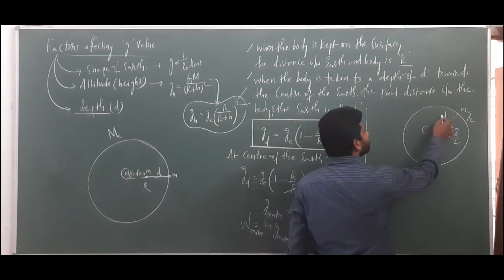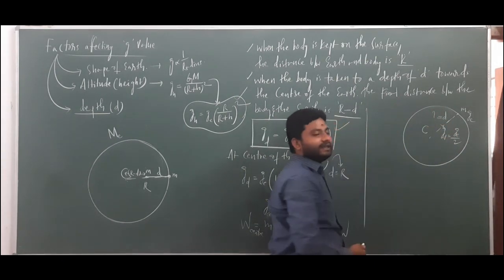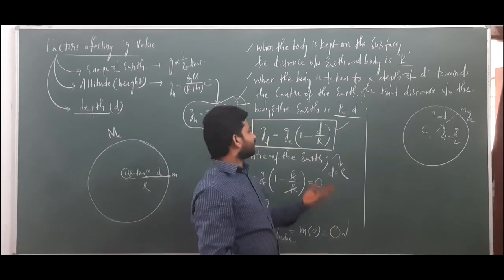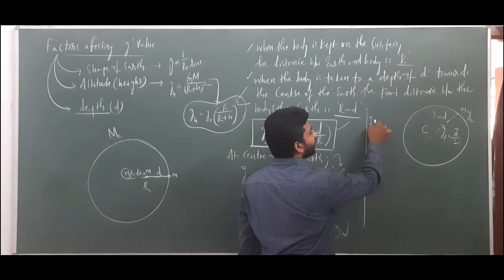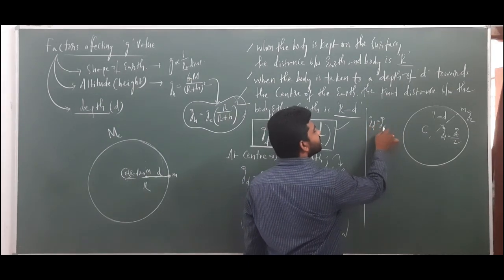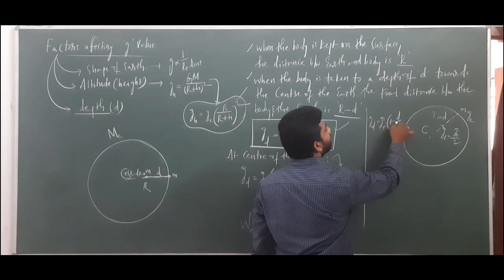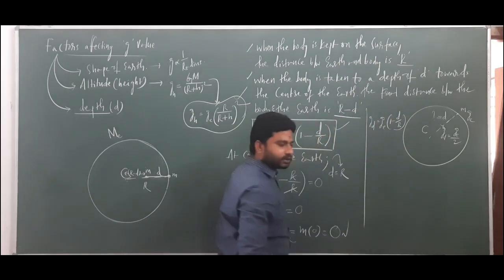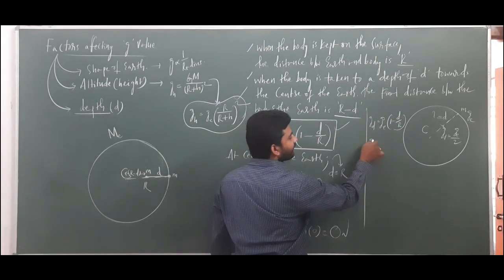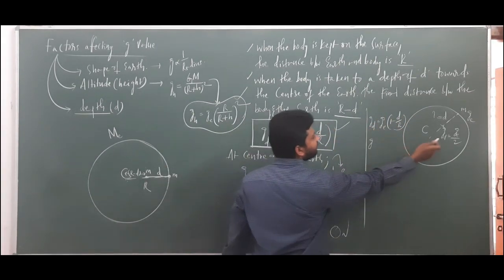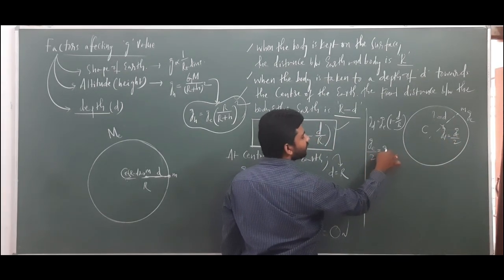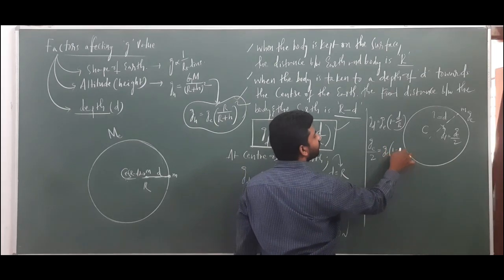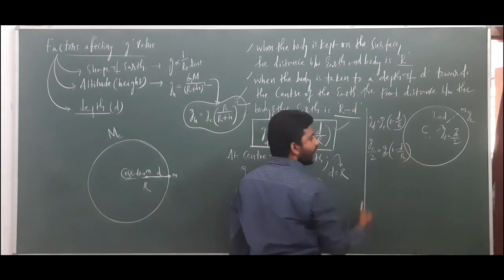Now the question is, what is this d? Let us apply the same formula. Acceleration due to gravity at some depth is equal to, what's the formula? g_e into (1 minus d by R). So what is given here? Acceleration due to gravity at some depth is how much? Half of the value on its surface, which is equal to g_e into (1 minus d by R).